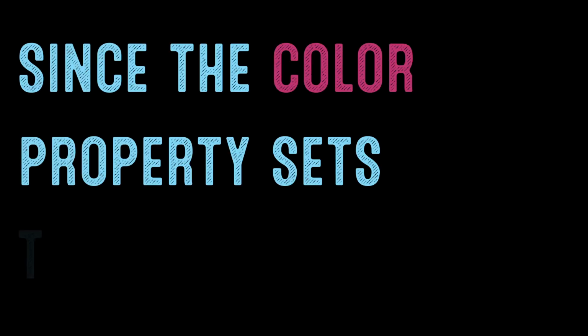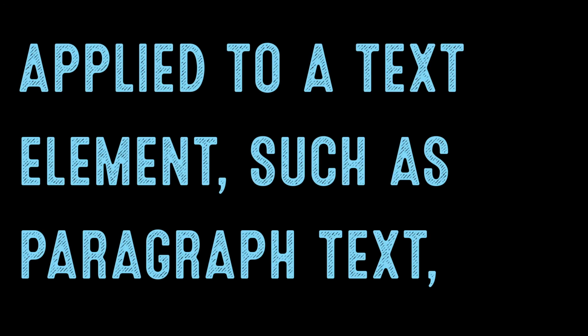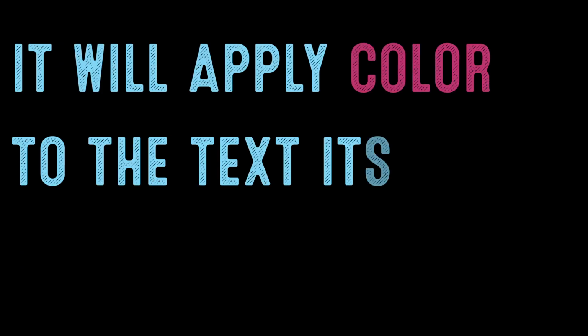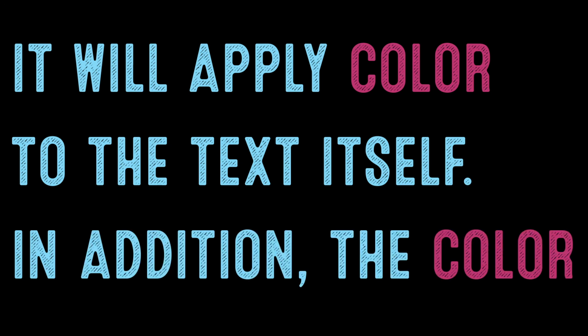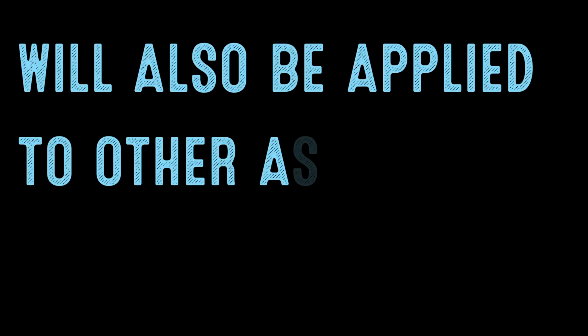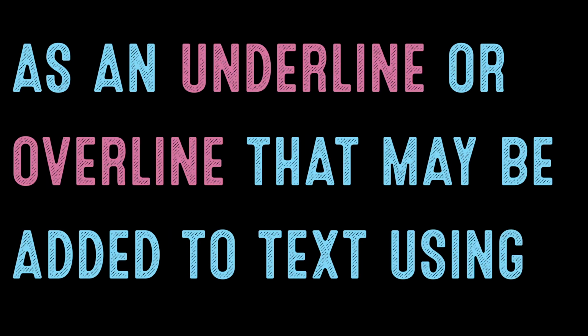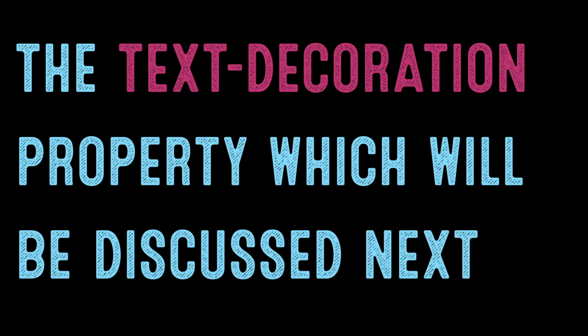Since the color property sets the color of the foreground content of the selected element, when applied to a text element, such as paragraph text, it will apply color to the text itself. In addition, the color will also be applied to other aspects of a text element, such as an underline or an overline, that may be added to text using the text-decoration property, which will be discussed next week.